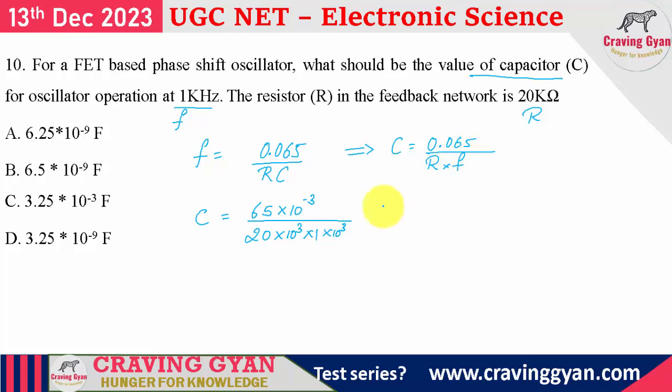Now look at the things: 65 divided by 20, with 10 power minus 3 already there, and 10 power 6, if I'm sending it to the numerator, it will be 10 power minus 6, and one more 3 is there, so collectively I'm going to get 10 power minus 9. So what is the value? 65 divided by 20 is 3.25 nanofarad. Option D, correct?